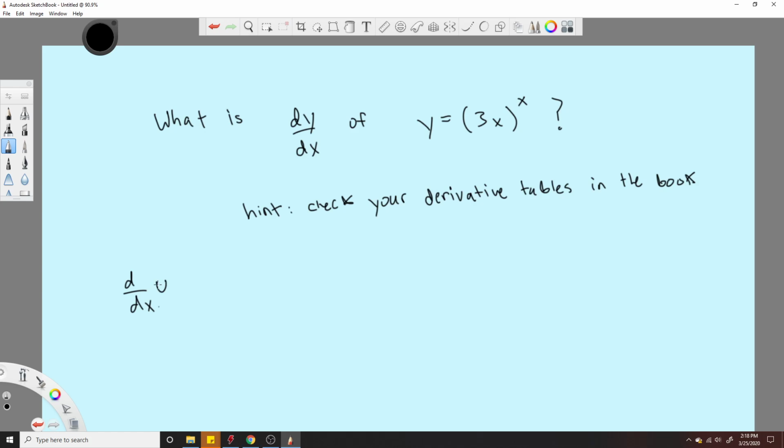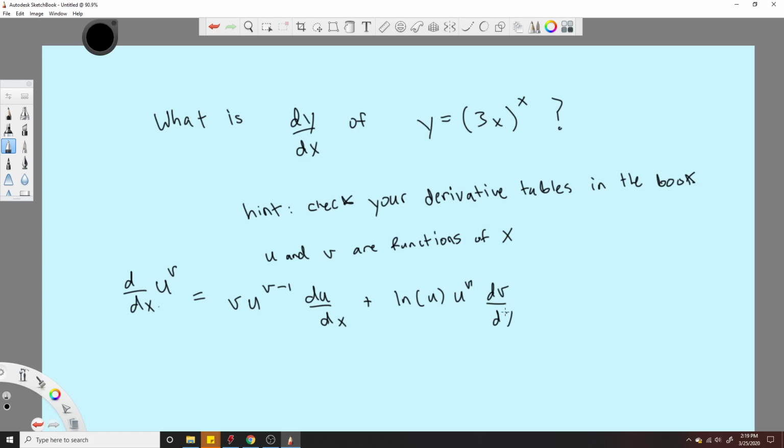d/dx of u to the v, where u and v are functions of x. Because I think they use n and c and a few others that denote constants. But this is the one we want. It's equal to v u to the v minus 1 du/dx plus ln u times u to the v dv/dx. Okay?